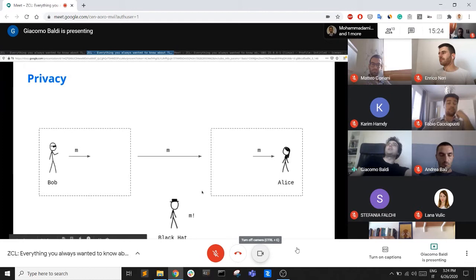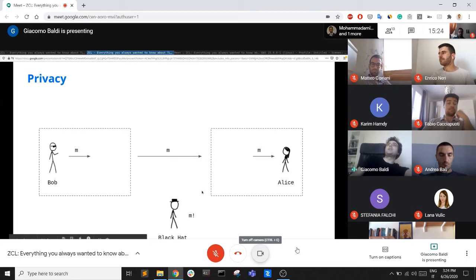And Bob tries to encrypt the message M, obtains a ciphertext C. It sends it to Alice, and Alice decrypts the message. The poor black hat stands there and doesn't know what C stands for because it doesn't know the key, and it can't also produce any meaningful message.